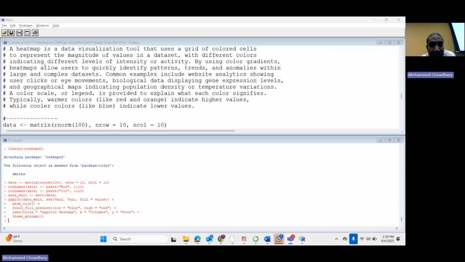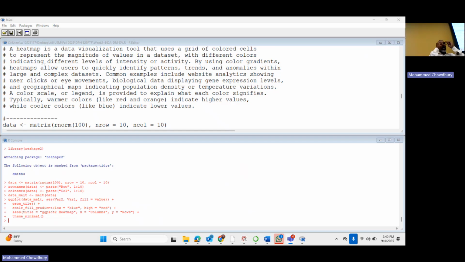Common examples include website analytics showing user clicks or eye movement, biological data displaying gene expression labels, and geographical maps indicating population density or temperature variations. A color scale or legend is provided to explain what each color signifies. Typically, warmer colors like red and orange indicate higher values, and cooler colors like blue indicate lower values. So that is the heat map.